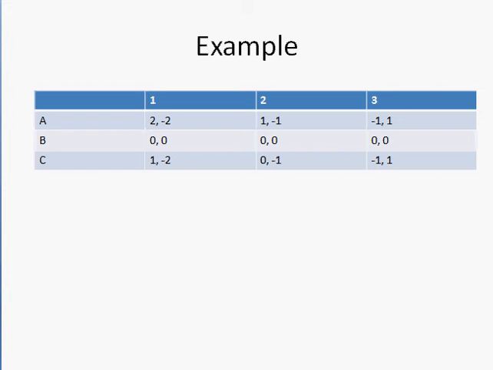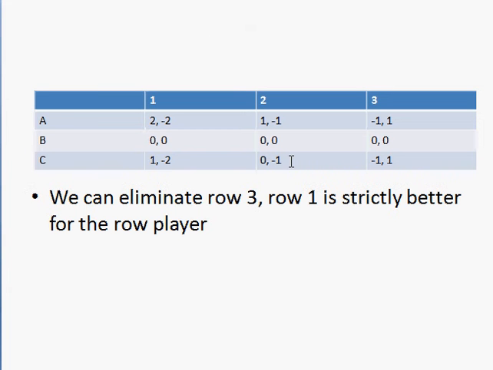So here's an example of a game. I've introduced the two-number notation. So if I'm the row player and I choose A, and the column player chooses 1, then the result of the game will be that I score 2 points, and the column player scores -2 points. If I choose C and the column player chooses 2, I score 0, and they score -1. And we want to solve this game using successive iteration of dominated strategies.